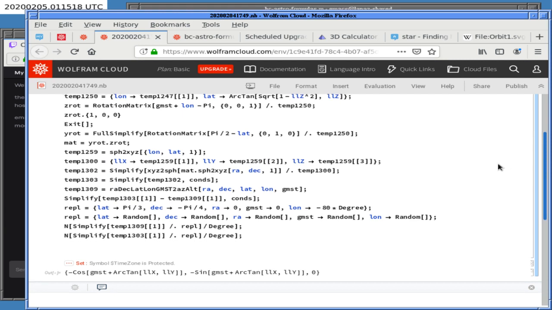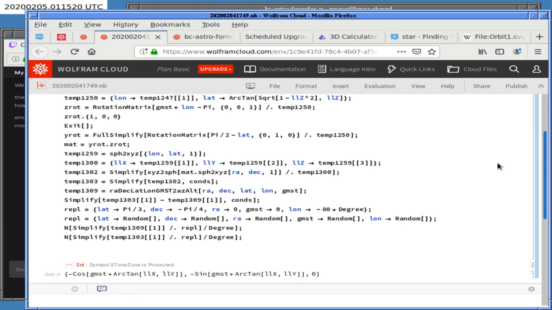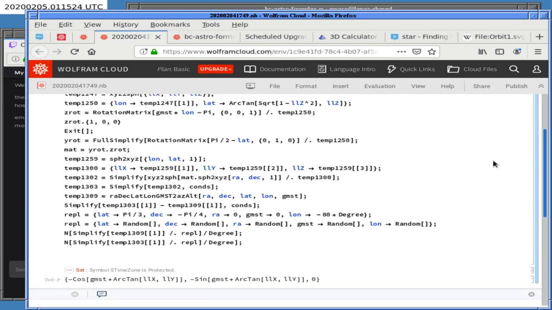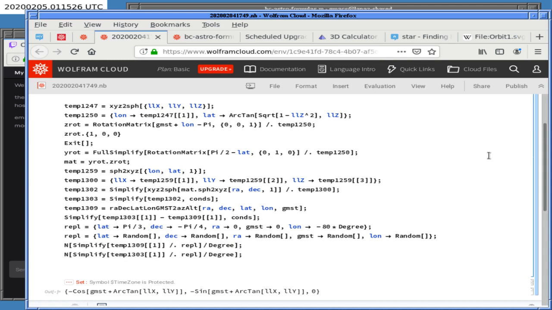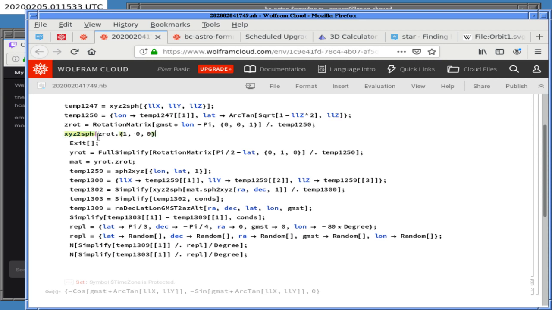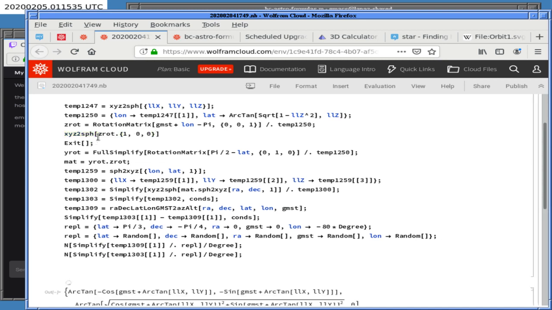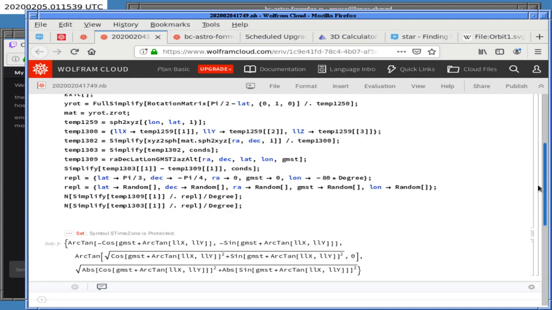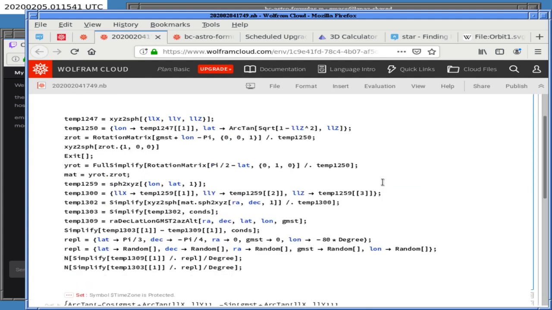Okay. I guess technically this is the XYZ coordinates, but I guess we do want to go back from here to spherical coordinates, because that is what we're trying to do. Okay, and I think we probably need our conditions here.